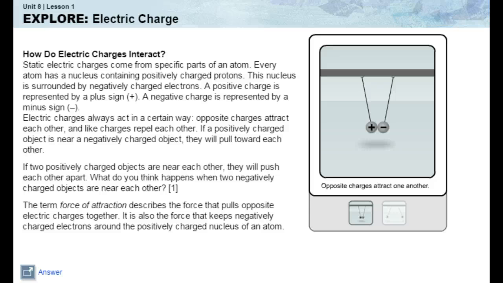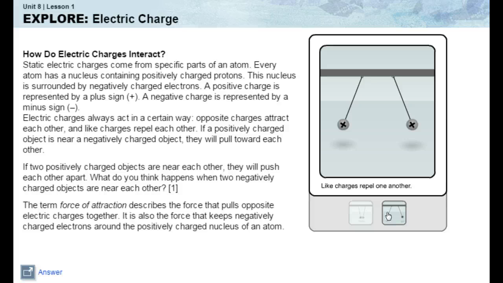Opposite charges attract each other, and like charges repel each other. If a positively charged object is near a negatively charged object, they will pull toward each other. If two positively charged objects are near each other, they will push away from each other. What do you think happens when two negatively charged objects are near each other?